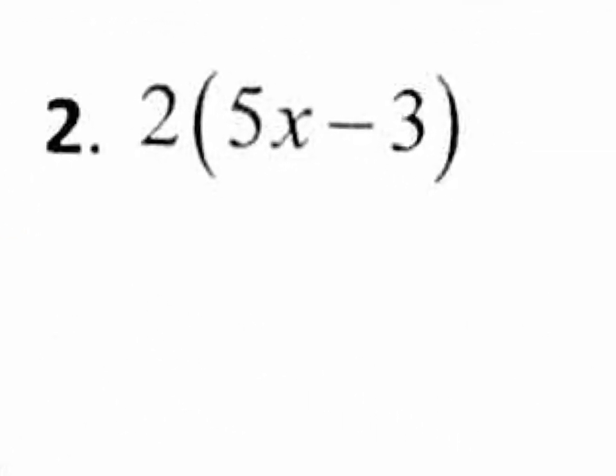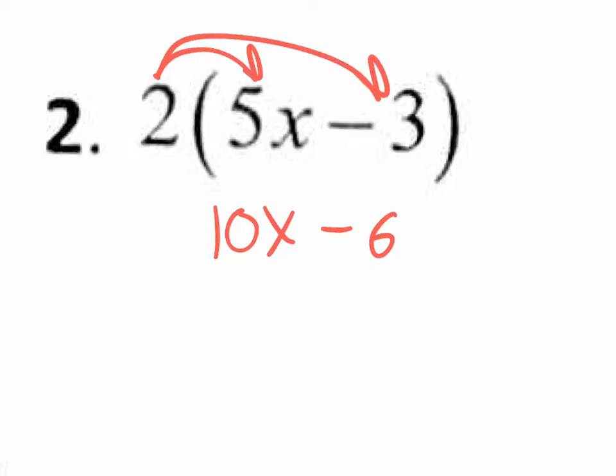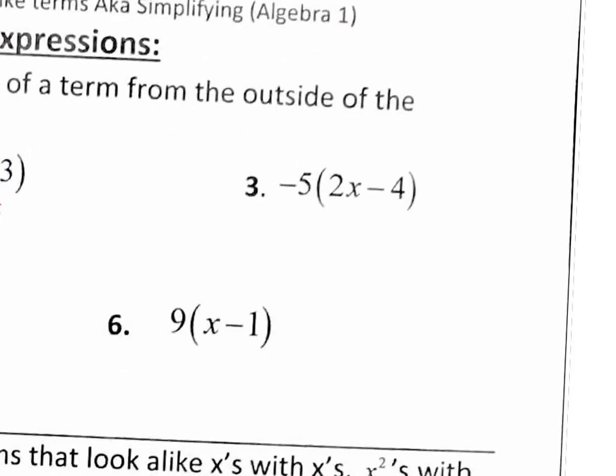How about you guys try this one? Go for it. That is correct. The answer is 10x minus 6. You take that 2, multiply it by 5x, and that'll become 10 with the x, and then 2 times minus 3 is a minus 6. Moving on to number 3.